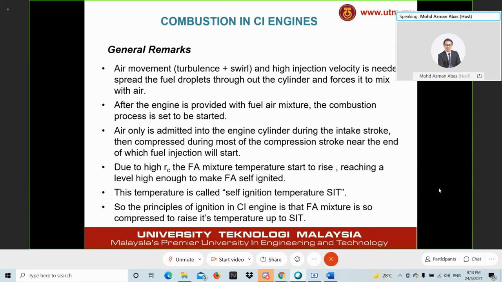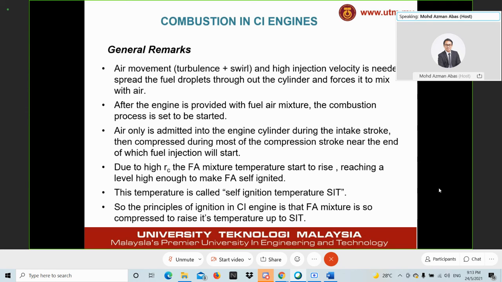So air movement, turbulence and swirl, and high injection velocity are needed to spread the fuel droplets throughout the cylinder and force them to mix with air, which is why the diesel fuel that is injected needs to be at a higher pressure. After the engine is provided with the air-fuel mixture, the combustion process is set to start.